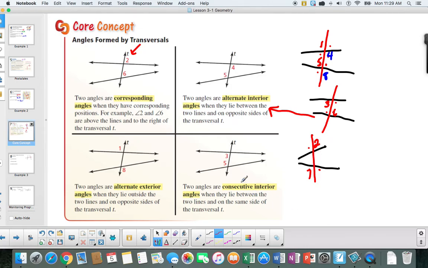The next type are called consecutive interior angles. Let's go back to drawing again. And let me draw the transversal. And these angles are in the interior. And what's special about them is they're consecutive interior. In other words, they're on the same side of that transversal. So angles 3 and 5 are consecutive interior. 4 and 6 over here, if I call 4 and 6, they would also be called consecutive interior.